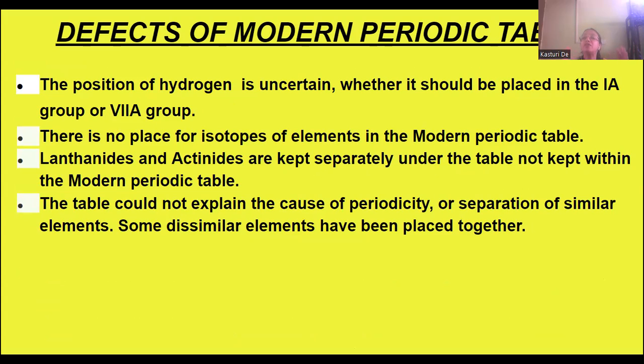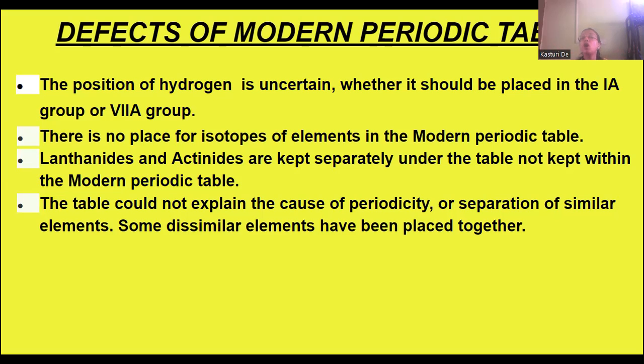There is no place for isotopes of the element in the modern periodic table. Though they are kept in one place, there is no particular place for the isotopes. Then lanthanides and actinides are kept separately at the bottom. They are not present in the same table, but under the table.